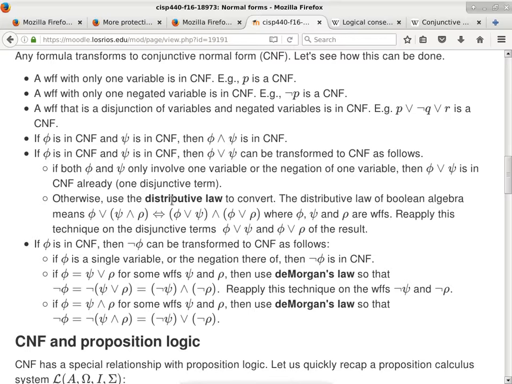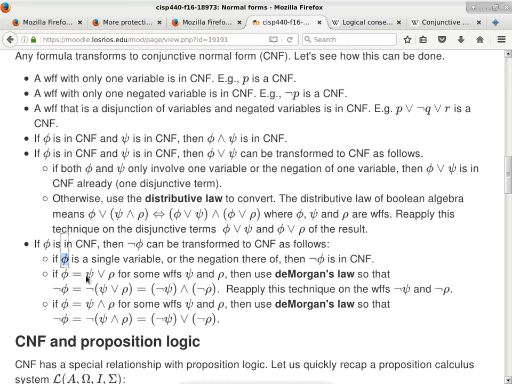So that is this portion of the note here. The next one is: if phi is a CNF, then the negation of phi can be transformed into a CNF as follows. There are 3 separate cases. If phi is already a single variable, there is nothing to do, because the negation of phi is already a CNF as well. The same thing applies when phi is the negation of a single variable. Then we have a double negation of a single variable, which boils down to just a single variable, which by definition is also a CNF.